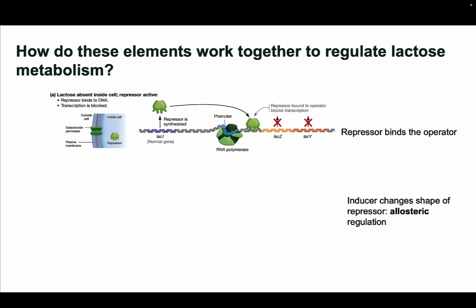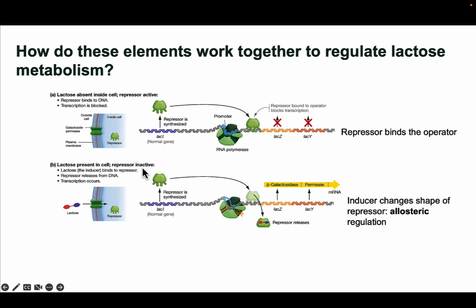Okay, so how do these elements work together to regulate lactose metabolism? So here's a cell where lactose is absent inside the cell. Here our LAC-I gene is encoding the repressor protein. And the repressor protein binds to that operator. So when RNA polymerase, the holoenzyme, binds the promoter, the repressor acts as a roadblock so that it can't move past to access those LAC-Z and LAC-Y genes and make the mRNA.